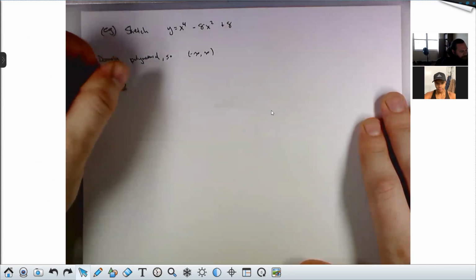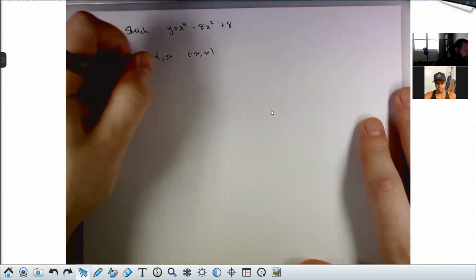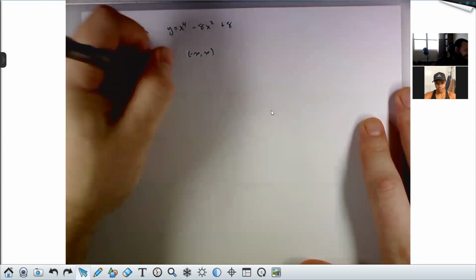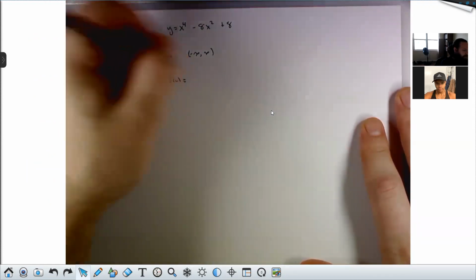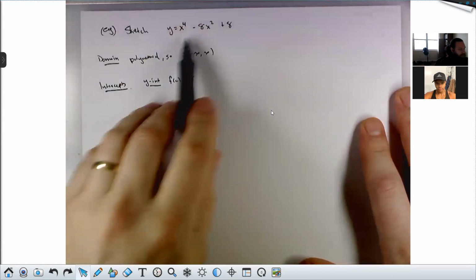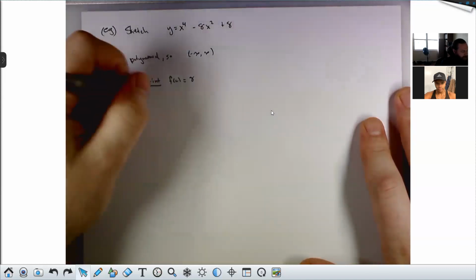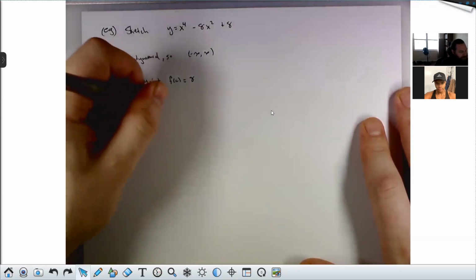Intercepts. Well, the y-intercept always comes from plugging in 0. F of 0 here is 8, right? 0 to the 4 minus 8 times 0 squared plus 8. X-intercepts, we're going to have to do some work.